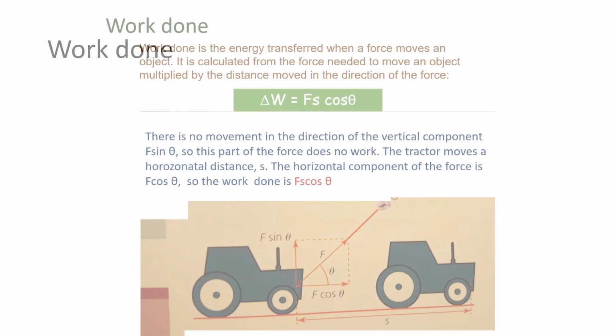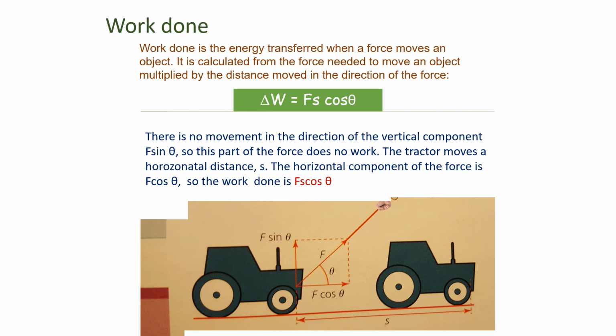This next section is about work done. Work done is the energy transferred when a force moves an object. It is calculated from the force needed to move an object multiplied by the distance moved in the direction of the force. So we've got the work done, delta W equals Fs cos theta.